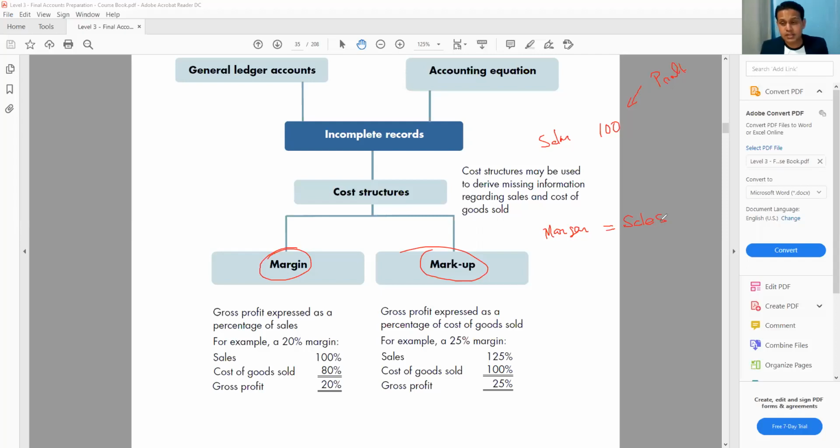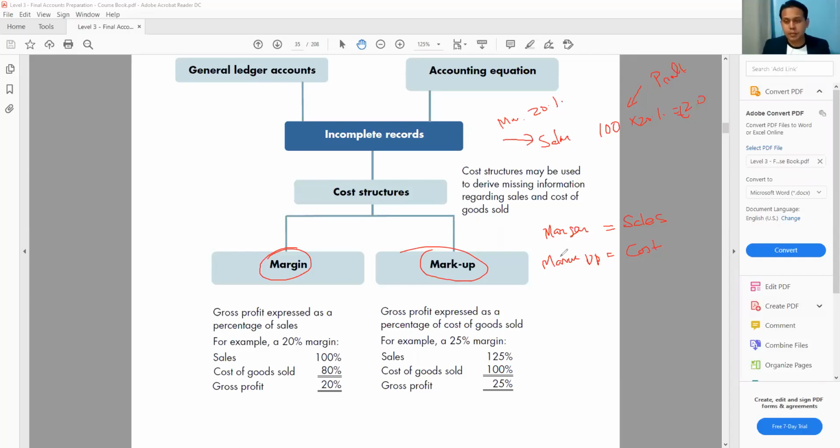Margin is calculated on sales, and markup is calculated on cost. So when I said the sales is 100, and if I said the margin is 20%, so I understand 100 times 20%, so 20 is my profit. So that means it's a margin. If I said margin, then I can say my profit is 20, because margin is connected to sales. So margin percentage is calculated on sales.